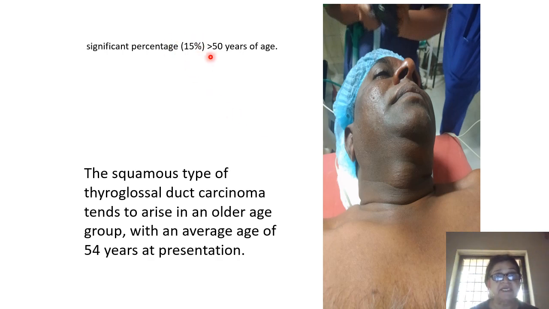Sometimes 15% can be above 50 years of age. This is a gentleman above 50 years of age. He's got a thyroglossal cyst. These are patients where it's been long standing. He may not have noticed it, or he might have decided it's not the appropriate time to come to you.